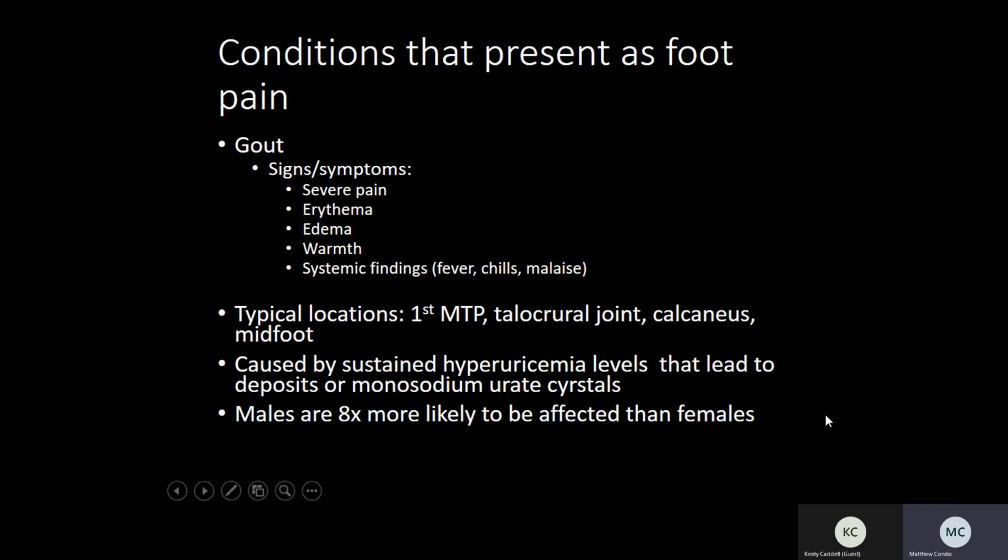Okay, and this is where it gets a little tricky. What we've talked about up to this point is that if I'm systemic, there's a very good chance that I have bilateral symptoms. This is one of those strange cases where I could have unilateral symptoms and I can still have a systemic condition. Typically where we're going to see this, first MTP joint, that's the most typical one. It can happen around the talocrural joint, calcaneus, or midfoot.